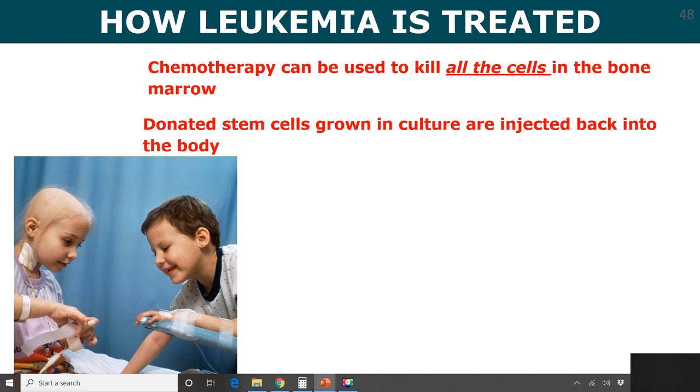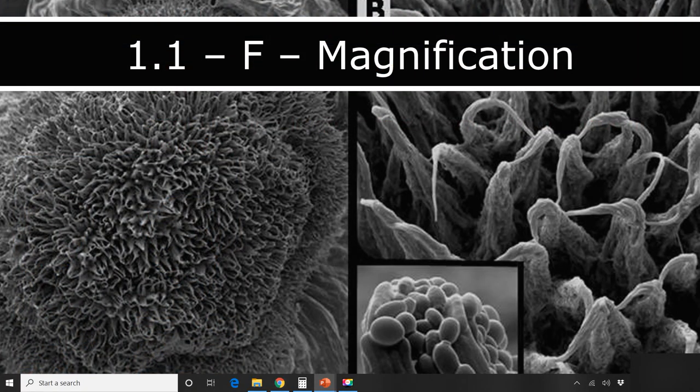So what they do is they'll use chemotherapy, or chemotherapy and radiation together, to basically kill all the cells in the bone marrow. And then they'll take donated stem cells from somewhere else because, again, if this is in a child, they probably had a genetic defect that made them more likely to get cancer. So they take donated stem cells, they grow them in culture, and then they put them back into the bone marrow and let that repopulate. And this actually does work pretty well.